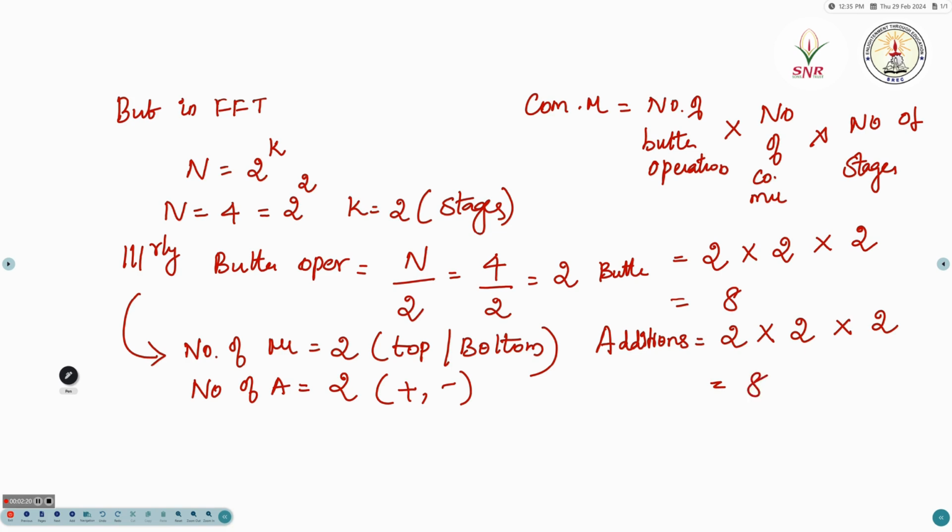So when compared to DFT, in FFT the total number of additions is also 8 and number of multiplications is also 8, whereas in DFT the total number of multiplications is equal to 16 and additions is equal to 12. Here the time complexity required for computation is reduced when we are going for FFT.